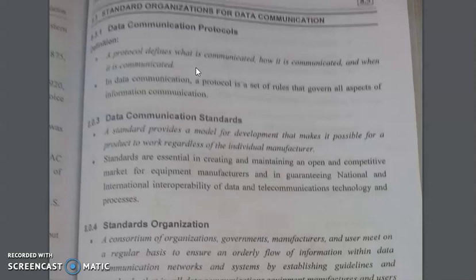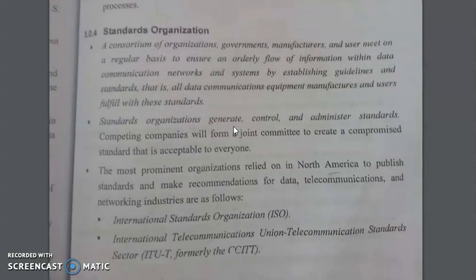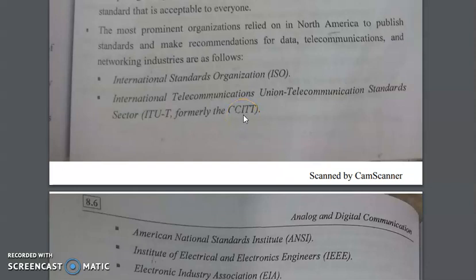Data communication standard. A standard provides a model for developing products that make it possible for a product to work regardless of the individual manufacturer. The standard organizations for data communication are classified into 9 types. The first one is International Standard Organization, ISO. Second, International Telecommunication Union Telecommunication Standard Sector, ITU-T, formerly CCITT.